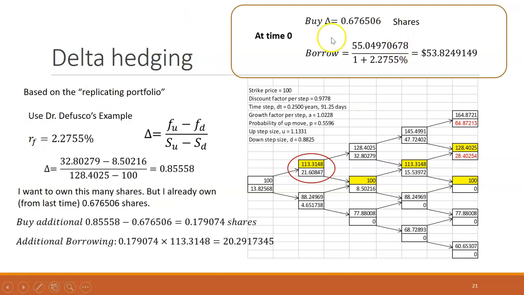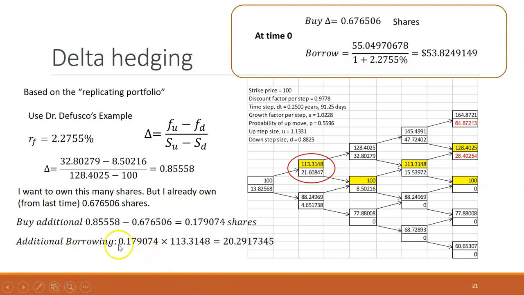So at the beginning, I set it up here where I have this many shares, and then I have that much borrowed. But in this case now, at the next step, delta went up, and I now need to own 0.85558 shares. So I need to buy more shares. In fact, if you take the difference there, I already own that many shares and I need to own that many. So I need to buy an additional 0.17907 shares. So I'm going to borrow the money to do that.